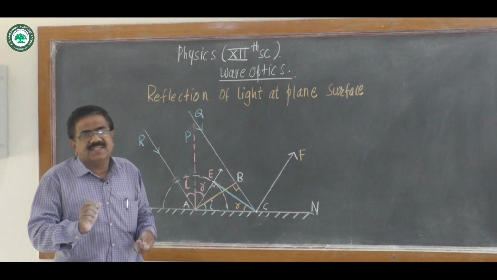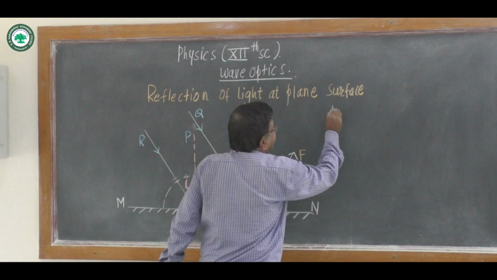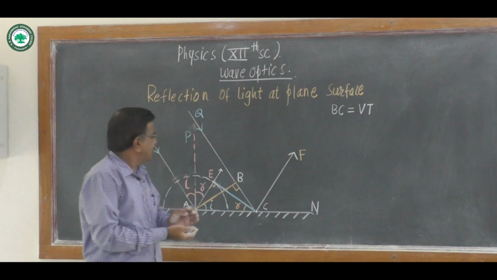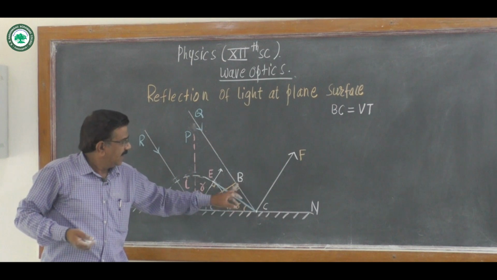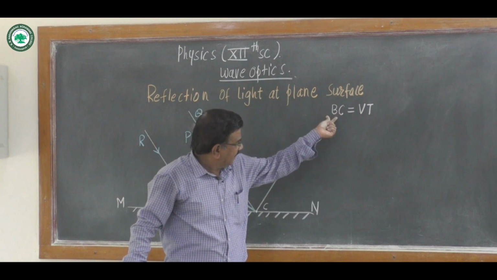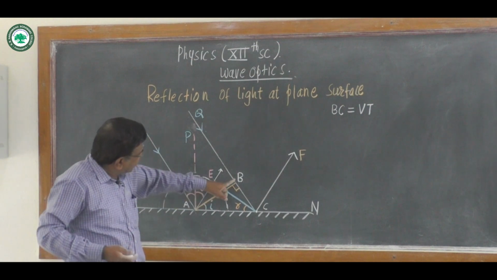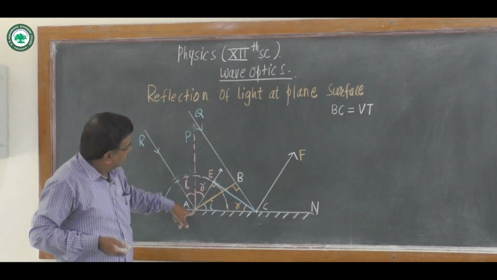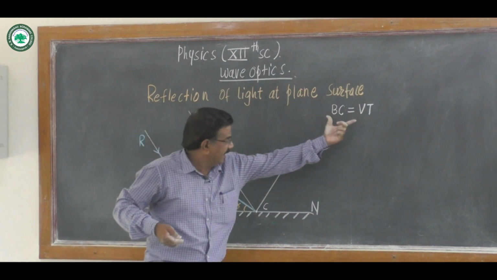If v is the speed of light in air, then this distance BC is v into T. After time T, the wavefront reaches from B to C. During the same time, the light from A covers the same distance, that is vT.